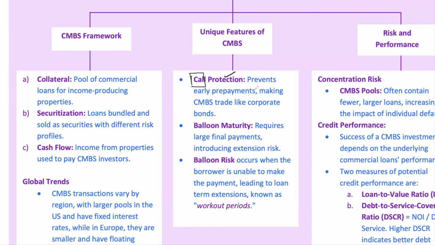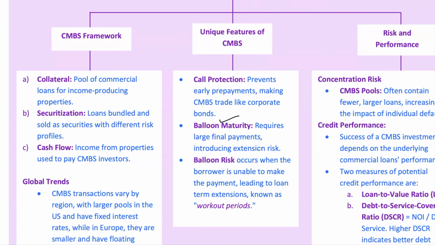Call protection is there to stop early prepayments, which makes CMBS behave more like corporate bonds. This protection comes in two forms. Structurally, it can use sequential pay tranches, where senior tranches get paid first. On the individual loan level, it might involve rules like a prepayment lockout, penalties for paying early, or a defeasance, which is basically swapping the loan balance for a government security portfolio that matches cash flows.